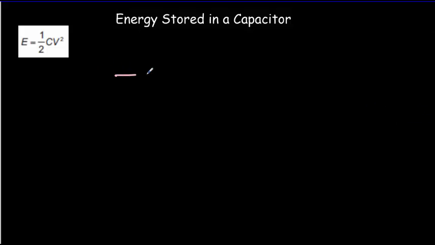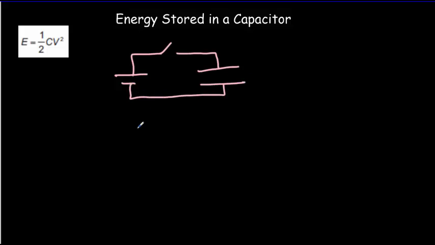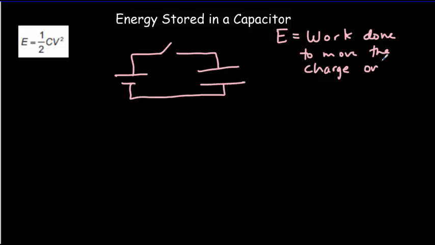So let's imagine we've got our battery. We'll have a switch, and we've got our capacitor. Very simple circuit. Then the energy stored, E, should be equal to the work done to move the charge onto the capacitor. And that should equal the amount of charge that gets moved times the voltage of the capacitor. But we've got to be a little bit careful because that voltage of the capacitor increases. If there's no charge on the capacitor, there's no voltage across the capacitor.